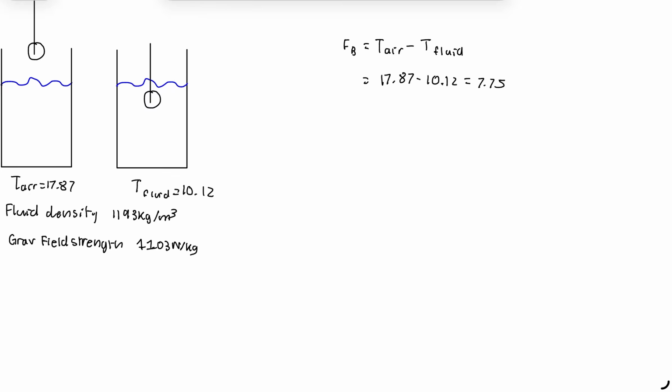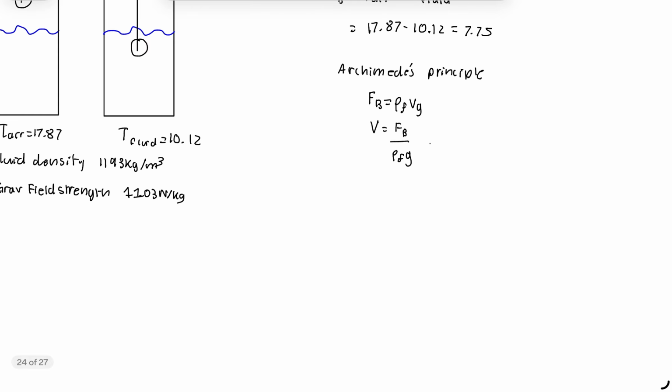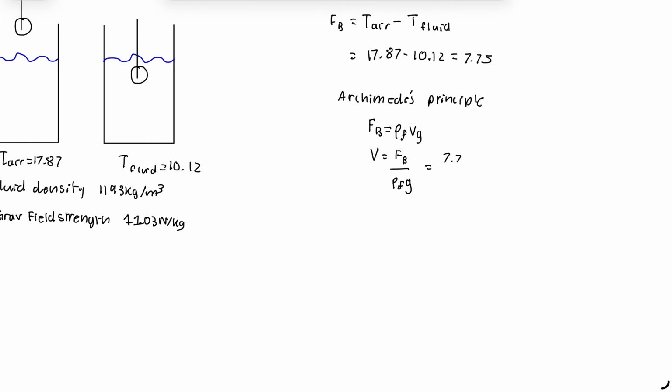Now we can also find the volume of the rock. Archimedes' principle says that FB is equal to rho F times V times g. So if you solve for volume, you have FB over rho F times g. All you do now is substitute in your FB, which was 7.75. You divide that by your density of the fluid, which is 1193, multiplied by 11.03. And if you plug this into your calculator, you're going to get your volume of 589.